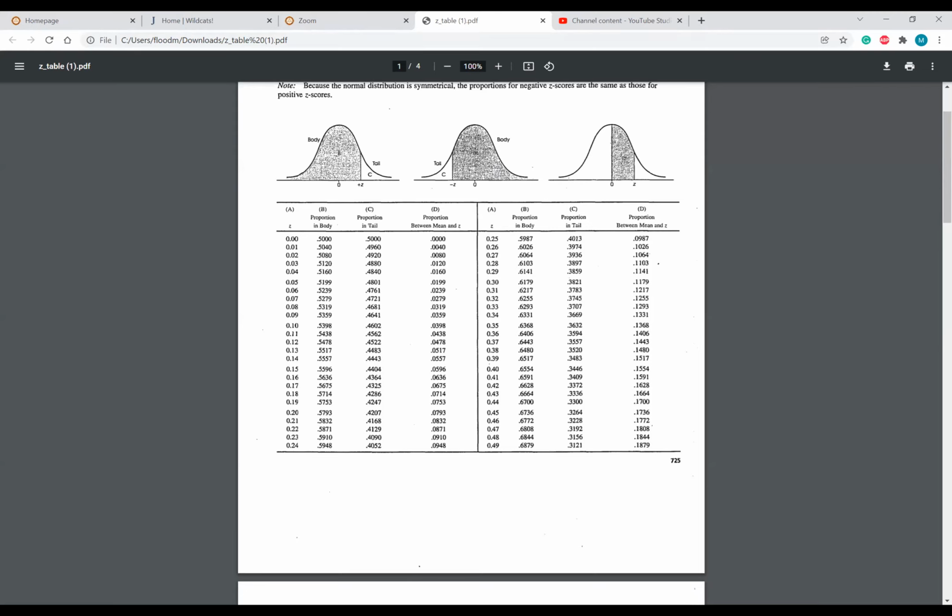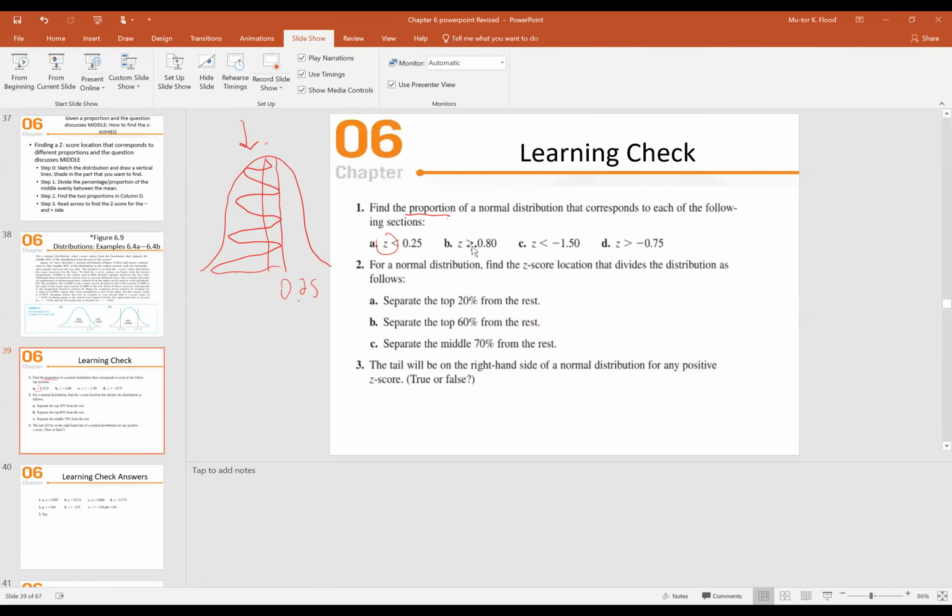Let's see. So the next one asks, what is the proportion of z-scores that are greater than 0.80? Well, you know what? Let's not do that one. All right. So let's do C. What is C asking? What is the proportion of z-scores that are less than negative 1.50?